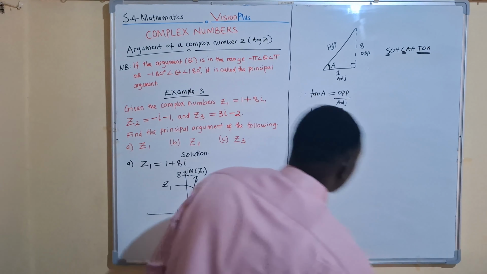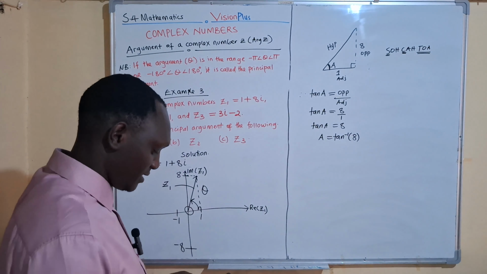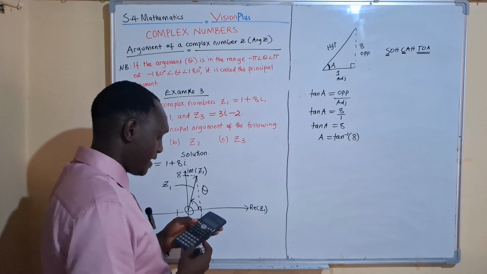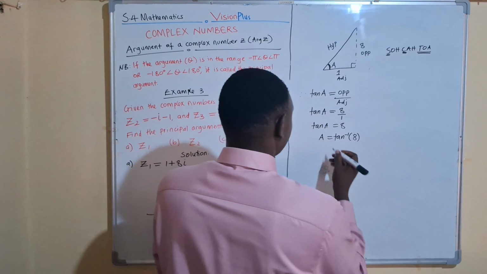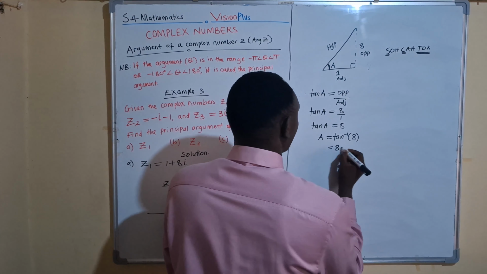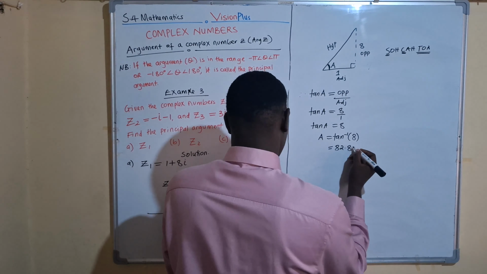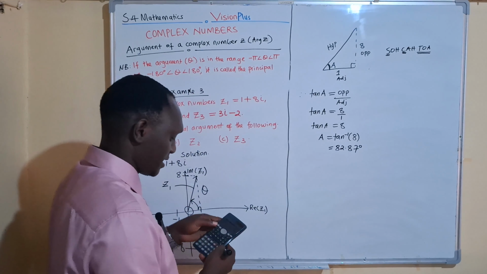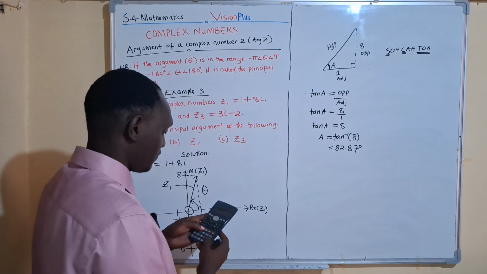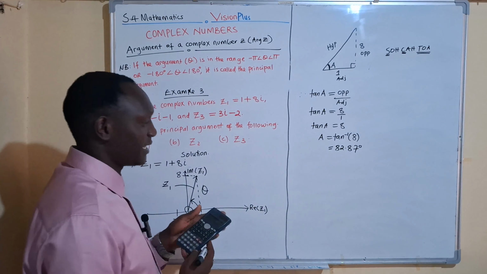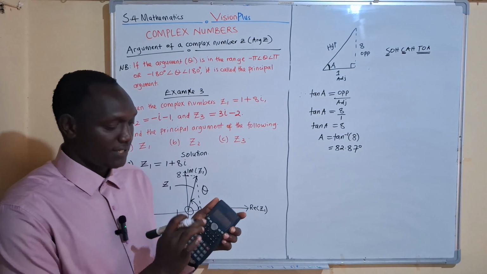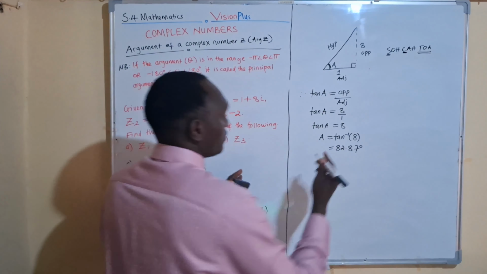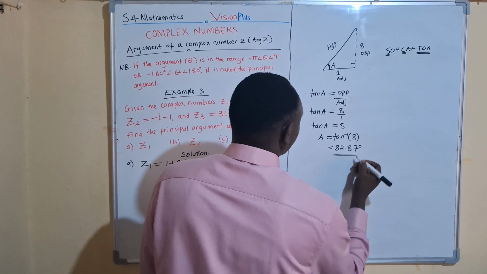And you press the calculator: tan inverse of 8. I'm getting 82.87 degrees. That is the arctan, tan inverse, of 8. How do you press tan inverse on the calculator? You press shift and tan. So this is our angle.